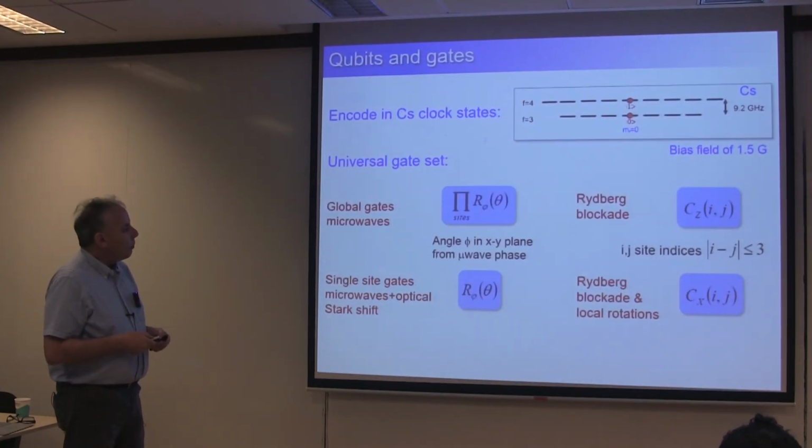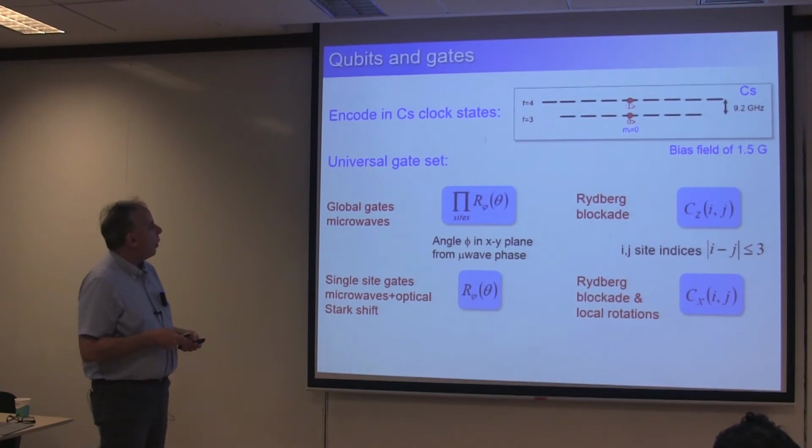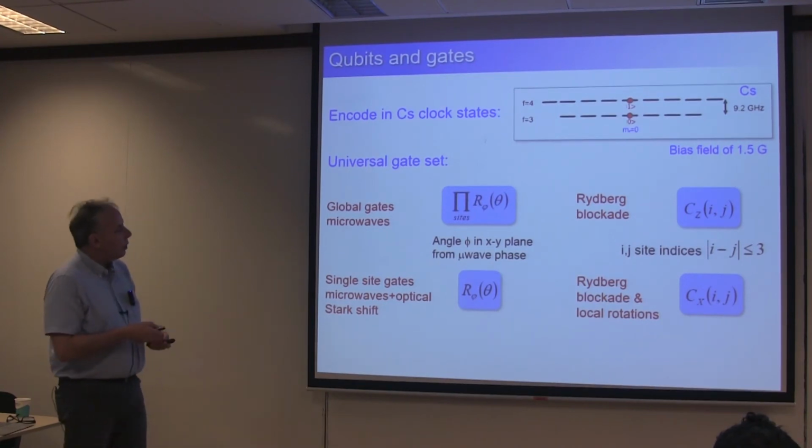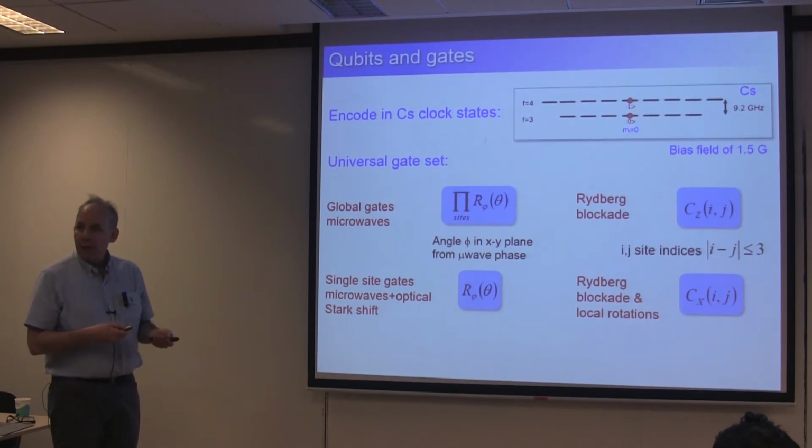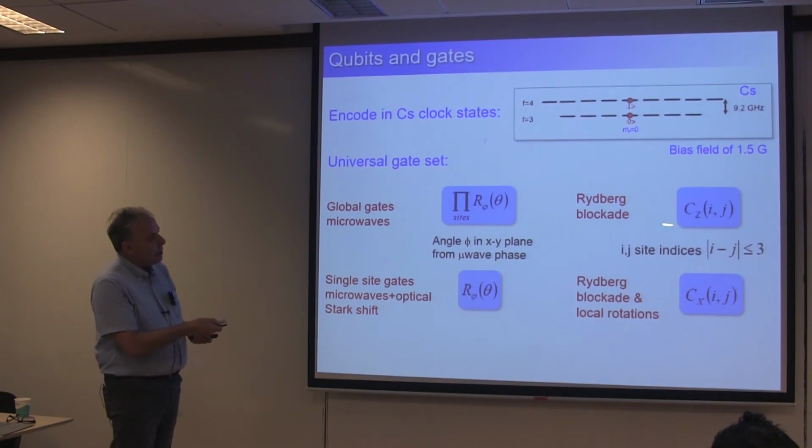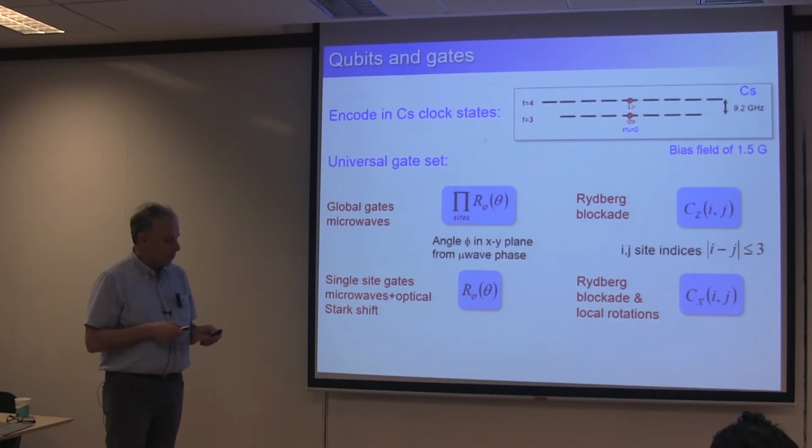So our toolbox for doing quantum circuits are 1 and 2 qubit gates. We can perform gate operations on all qubits in parallel using microwaves, and then we can do single site gates with a combination of microwaves and optical addressing. And then the Rydberg blockade gives us a natural controlled Z gate, and then that plus local rotations gives us CX or C0 gates.